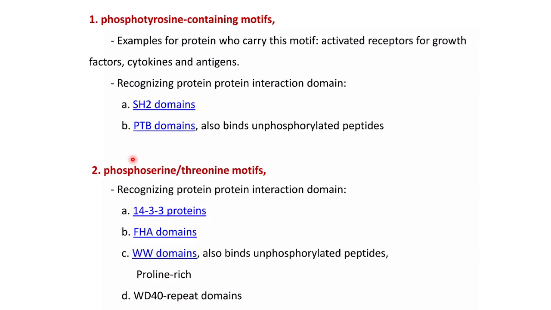The second category is your phosphoserine or threonine motifs. These are important for recognizing protein-protein interaction domains. You have the 14-3-3 proteins, the FHA domains, and the WW domains, which bind unphosphorylated peptides, and these are basically proline rich. And the other one is your WD40 repeat domains.